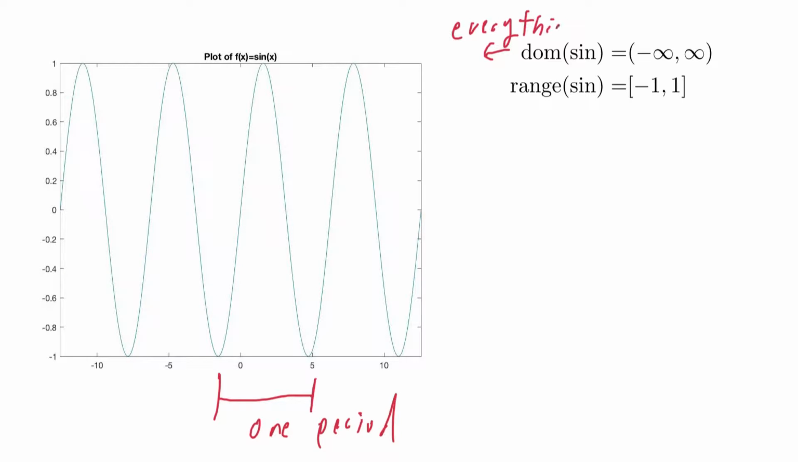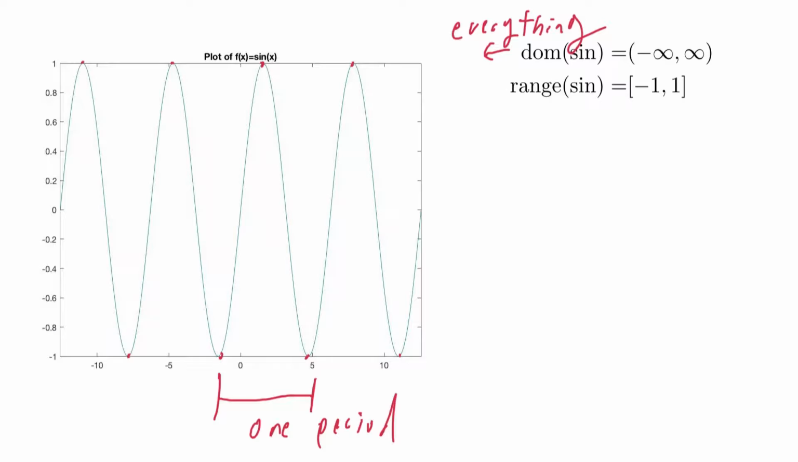On the other hand, it looks like the biggest value I'm getting is 1. Right? I reach some maxima here. And the smallest value I achieve is minus 1. I hit some minima here. So this tells me my range is not everything. My range is only minus 1 to 1. And I include the endpoints because I achieve them. So remember, these square brackets mean include endpoints.